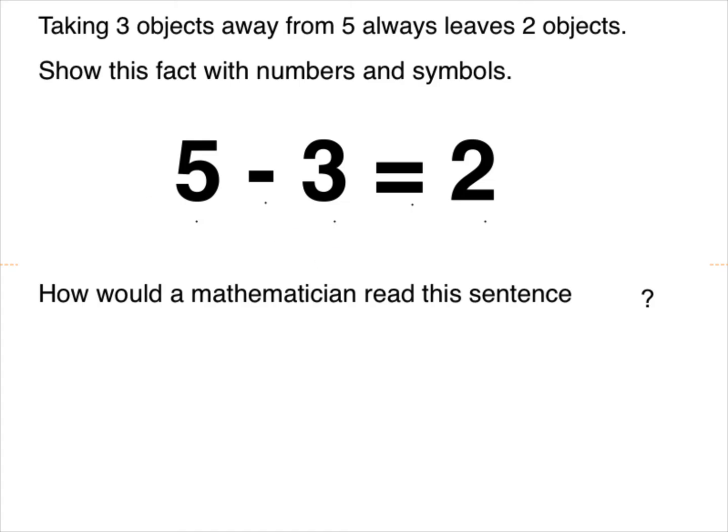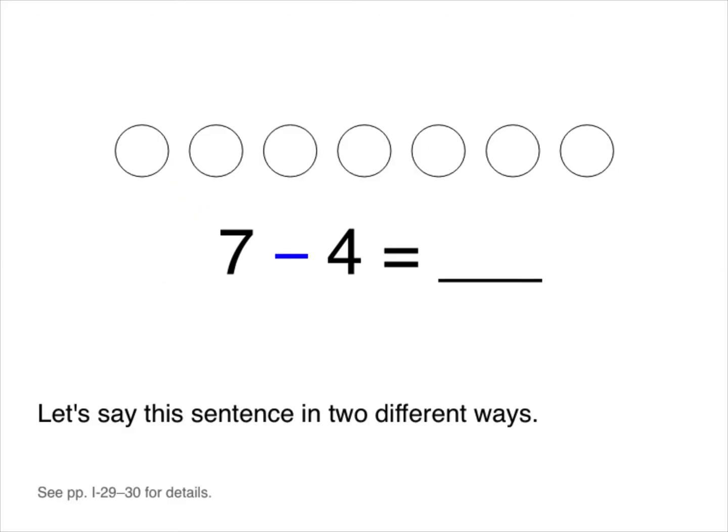So when we read it, we could say 5 minus 3 equals 2, or we could say 5 take away 3 equals 2. Means the same thing. But when we say take away, it might be a little bit easier for us to hear in our head what we're doing. This is the number we start with. This is how many we take away, minus, subtract. And this is how many we end up with. This is always how many we start with.